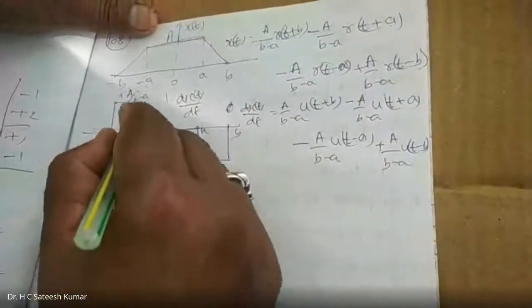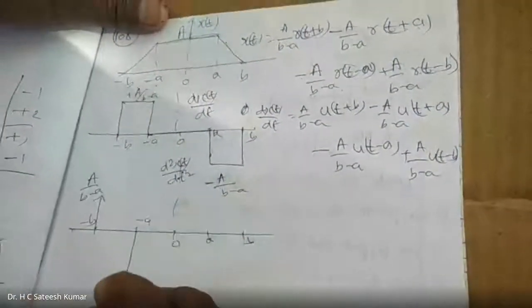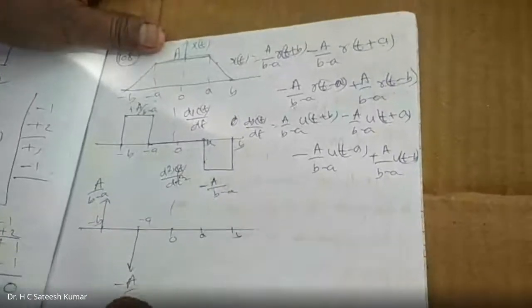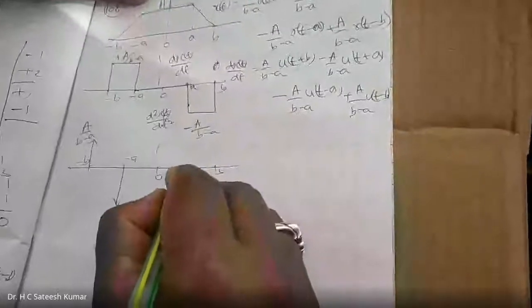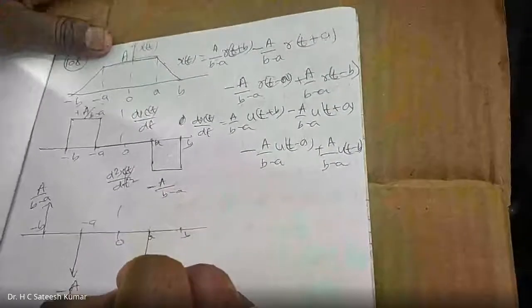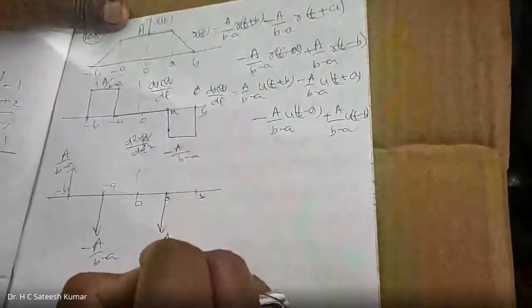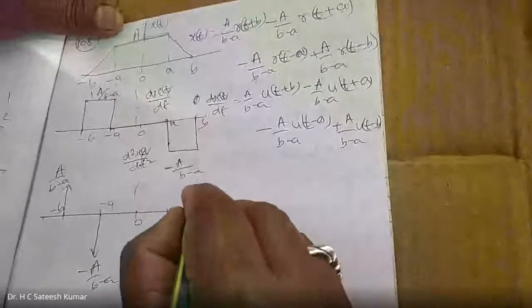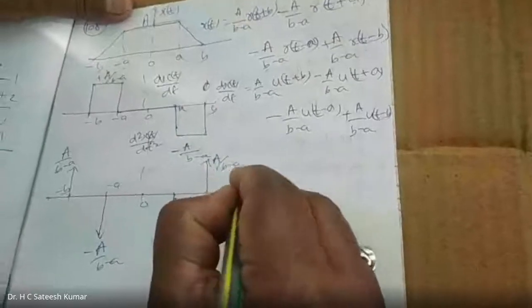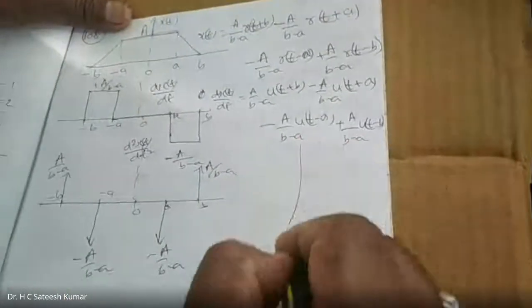Now what? At minus a, fall by 1 unit. Fall means what? Minus a divided by b minus a. And once again at a, fall by 1 unit. What is that? That is minus a divided by b minus a. And at b, up by a divided by b minus a. This is your d squared x. Now you verify this one.